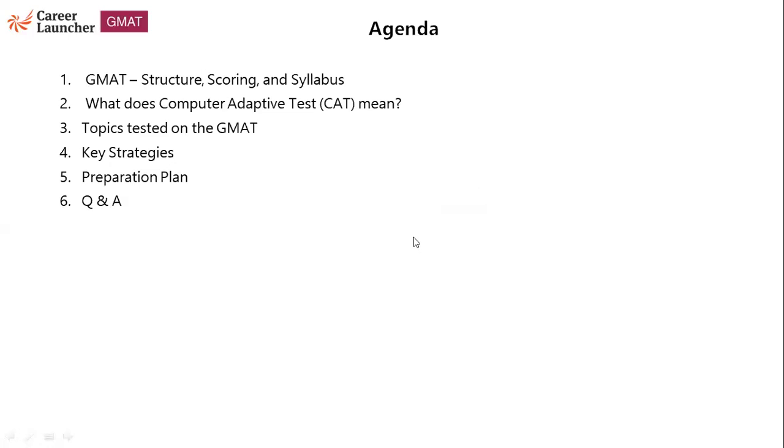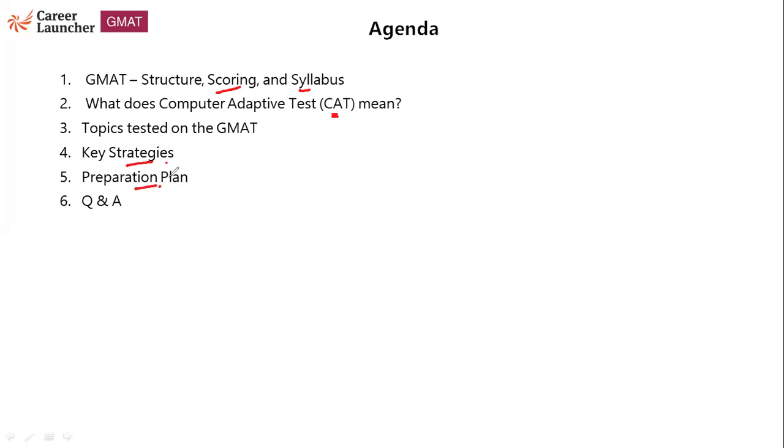So what will be the agenda for today's session? We'll understand the structure first, right? Go through the scoring. How does scoring work? What is a good score? What should be the sectional scores? We'll understand the syllabus, how much you should prepare, what topics are required to be prepared, and the adaptive nature of the test. What does adaptive mean? How does the test become adaptive? Followed by topics, strategies, and preparation plan, how you should prepare yourself for the GMAT.